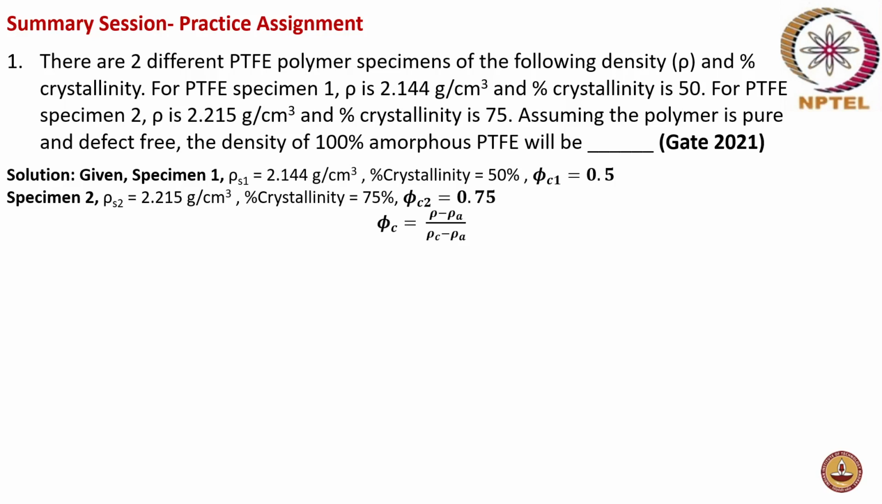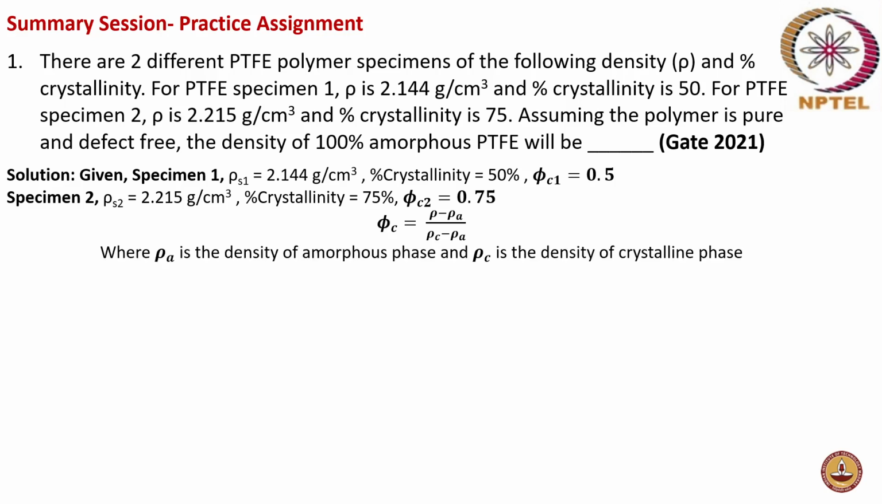So you have a relation: fraction of crystallinity is equal to rho minus rho A by rho C minus rho A, where rho A is the density of the amorphous phase, rho C is the density of the crystalline phase, and rho is the total density of the specimen. Okay, so from this we can find out the density of the amorphous phase. For example, for specimen 1, the fraction of crystallinity is equal to rho S1 minus rho A by rho C minus rho A. So you have the fraction as 0.5 and the total density of the specimen is 2.144. So substituting that, you will end up with this equation.